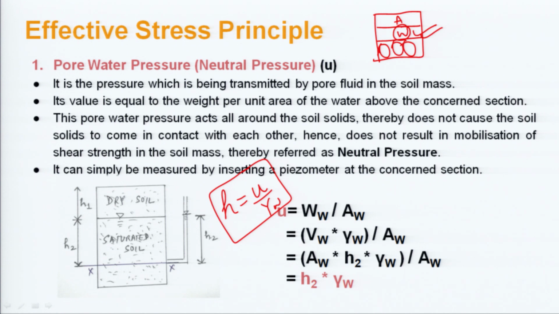Why is it called the neutral pressure? Because it does not result in the mobilization of shear strength. It will not be drawing some shear strength in the soil, because this will not even take part in bringing about some change in shear strength or increasing the shear strength. So, we will be seeing what is the component which increases the shear strength in the soil mass.